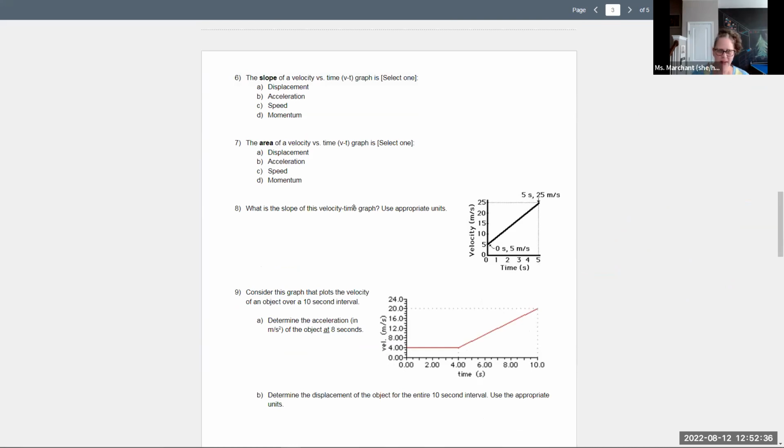Number 7. That's right off the notes. The area for velocity is going to be displacement. So just read carefully if they're talking about slope or area.